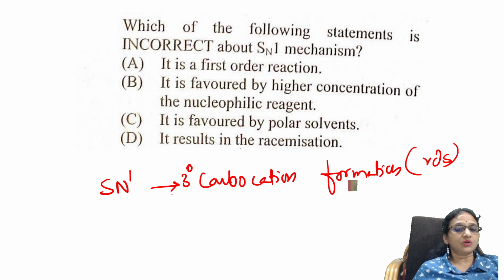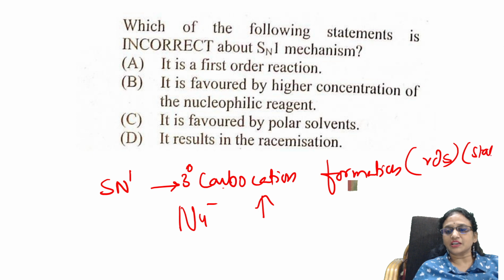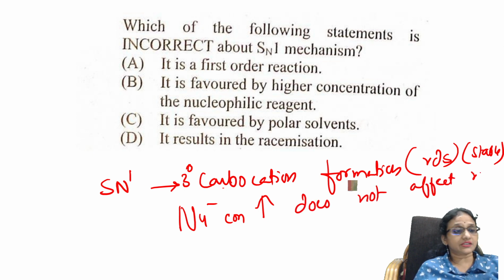Now, what will happen when the concentration of the nucleophile increases? Suppose the nucleophile concentration is increasing, will it affect this carbocation, because this is already stable? Yes, already stable. So nucleophile concentration does not affect the rate, correct?